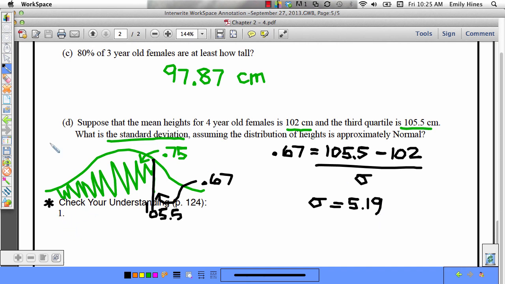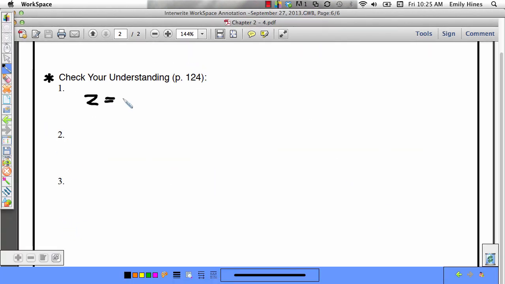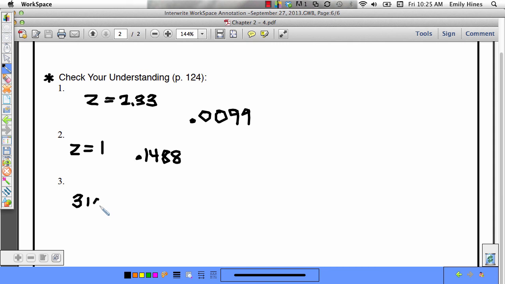Check your understanding. Number 1: Z is equal to 2.33, and the area is 0.0099. Number 2: Z is equal to 1, and the area you should have gotten was 0.1488. And number 3, it should be about 310.72 yards. These calculations and finding these areas is very important for you to know how to do. So if you have any questions at all, make sure you jot those questions down and ask them during class.